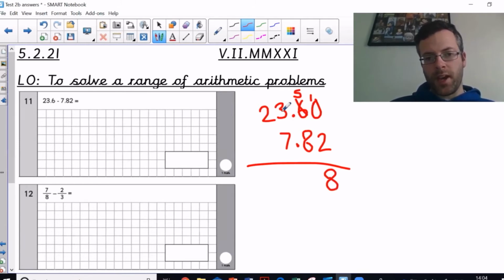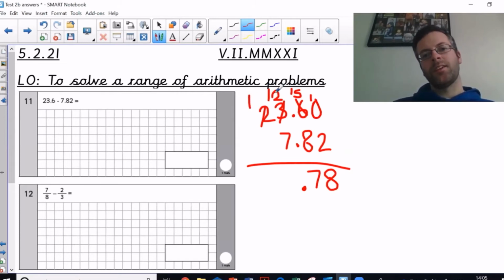5 tenths take away 8 tenths. I'm going to have to exchange again. And this is why you might want to count on, because you end up exchanging. So 15 tenths take away 8 tenths is 7 tenths. Make sure I put my decimal point in. 2 ones take away 7 ones I can't do, so I need to exchange again. So then I'm left with 12 ones take away 7 ones, which is 5 ones.